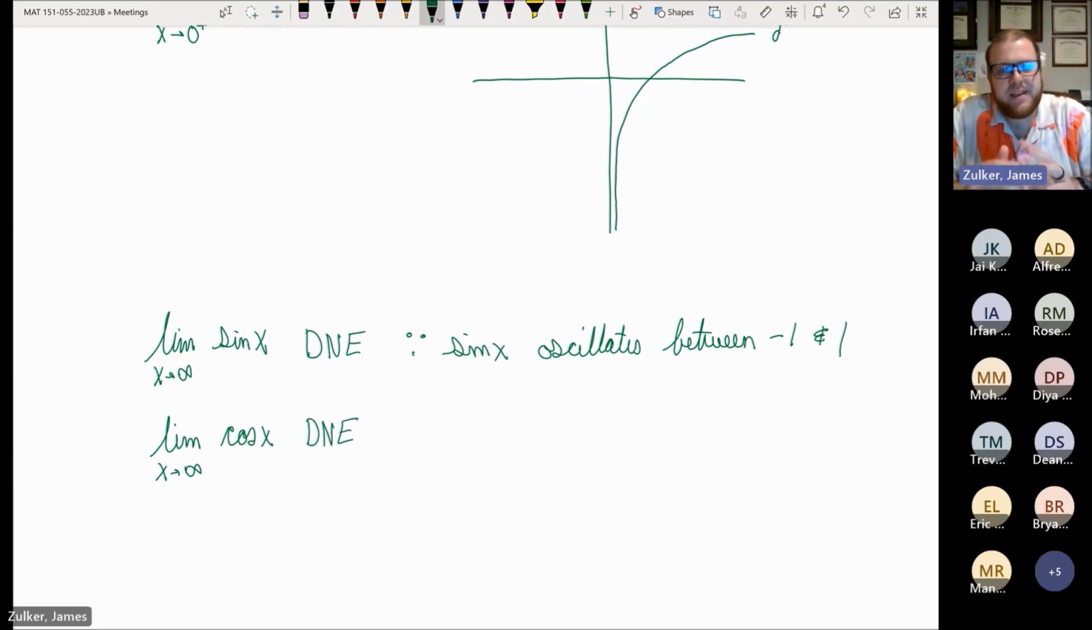Be the same thing, wouldn't it, for the exact same reason? And in fact, this is true even as we approach negative infinity for both of them. And in fact, none of the trig functions have n behavior, because all trig functions are periodic.